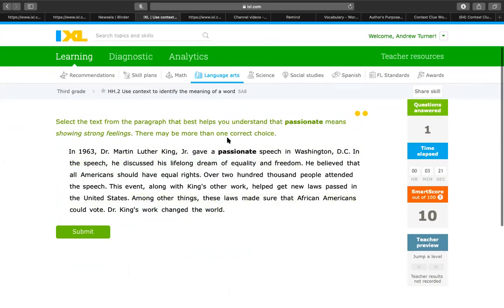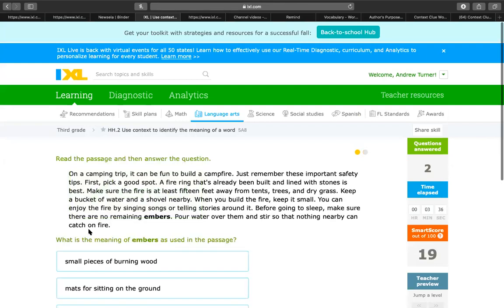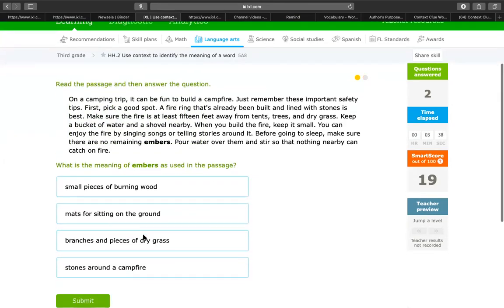Now we're supposed to look for the best section that shows how he feels. It's going to give you probably a couple of options, but I think our best one is, in his speech, he discussed his lifelong dream. We discussed that; it was really highlighted in my mind. All right, so let's do another one.